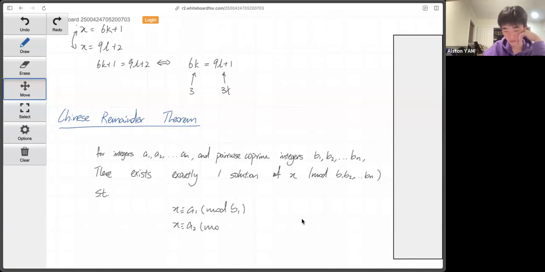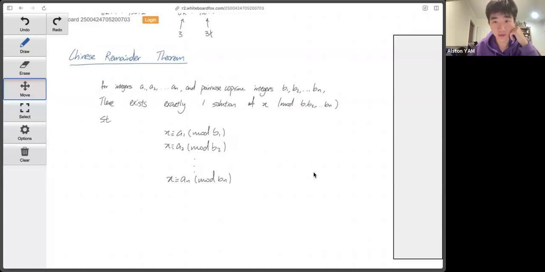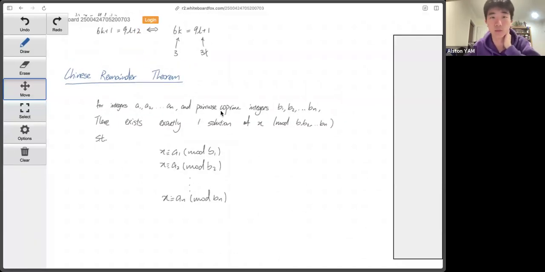Whoops, what's happening? x is congruent to a2 mod b2, and that goes all the way to x is congruent to an mod bn. Okay, so this is the statement of the theorem itself. I'll just explain more what that means.